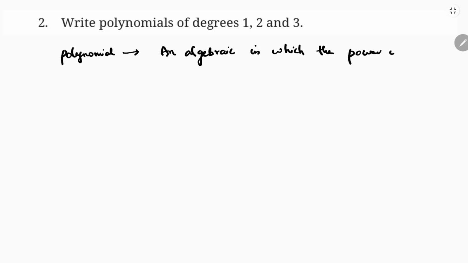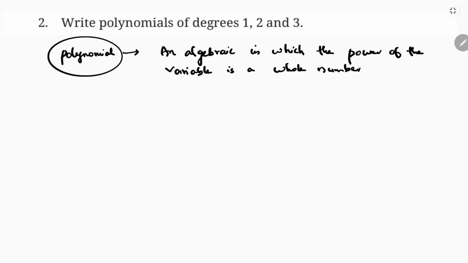Write polynomials of degree 1, 2 and 3. See, the polynomial definition is nothing but an algebraic expression in which the power of the variable is a whole number. And degree is nothing but the highest power of the variable. This is just the definition I wrote. It's not required, you can go directly for the answer.